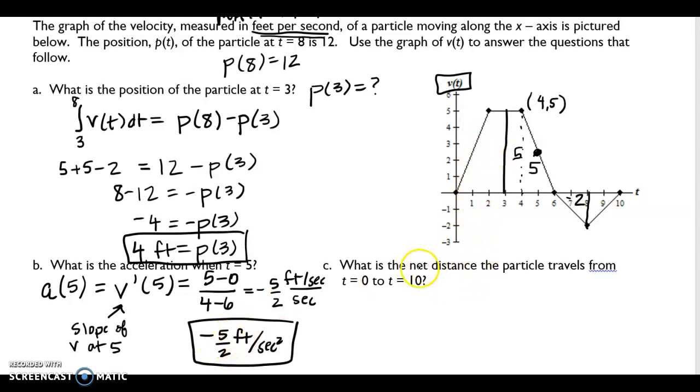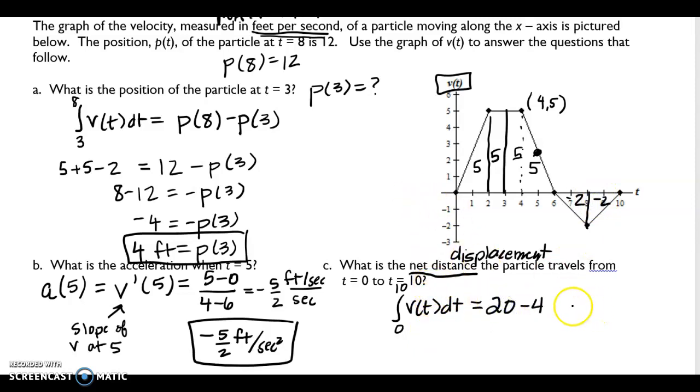All right, part C is asking about net distance. That means displacement or change in position. So to set that up, I'm going to integrate from 0 to 10 my velocity. So that means when I'm looking at this graph, I'm just finding the area from 0 to 10. I can use symmetry again. Those are all 5. This is negative 2. And so my area will be 20 above minus 4 below. That will give me 16.